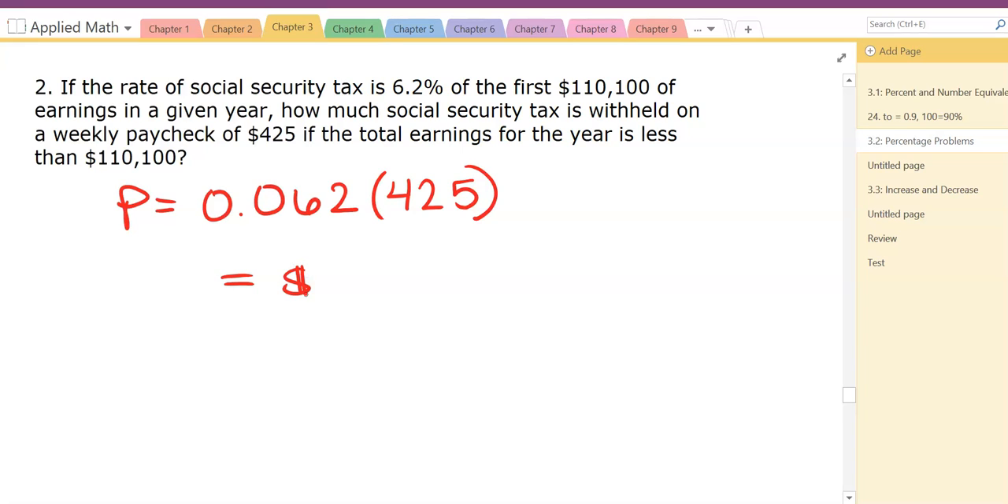So type that in a calculator. Tell me how much is withheld every week. Good. So $26.35 is withheld every week.